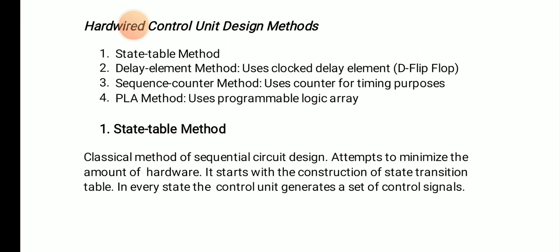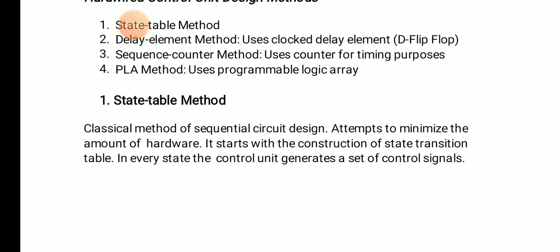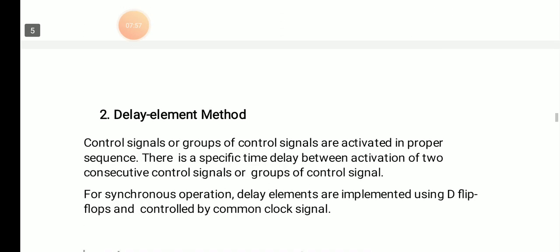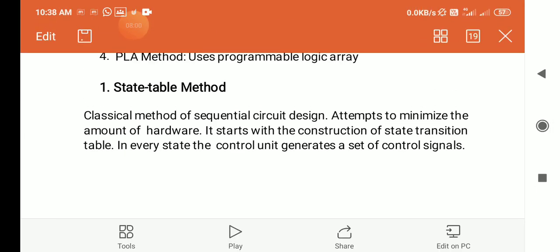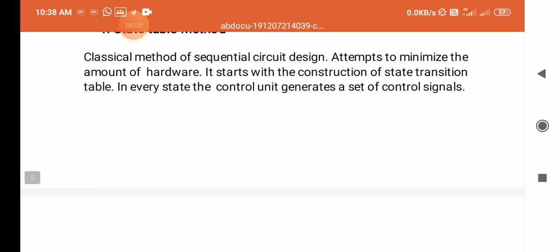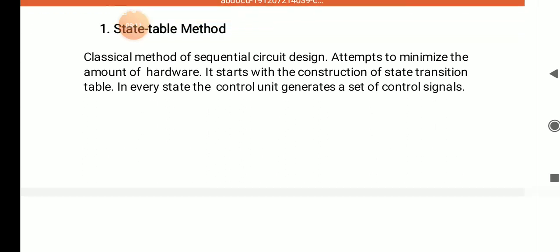First, the state table method. It is a classical method of sequential circuit design. It attempts to minimize the amount of hardware. It starts with the construction of the state transition table. In every state, the control unit generates a set of control signals. So this method is used to minimize or reduce the circuit, and that is the purpose for which you use it.